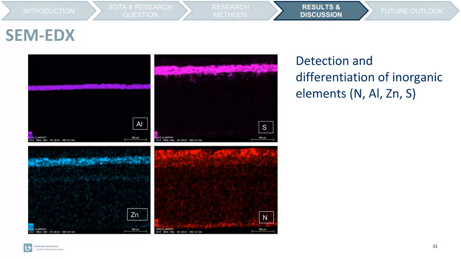So this EDX mapping, which by the way I was very grateful to be able to use thanks to the University of Cologne, revealed several inorganic elements. First of all, the aluminum foil is clearly distinguishable. It is here. But also sulfur was detected in the white underlying paper. The nitrogen seen on both the bottom and the top of the sample could be related to melamine formaldehyde instead of phenol formaldehyde.